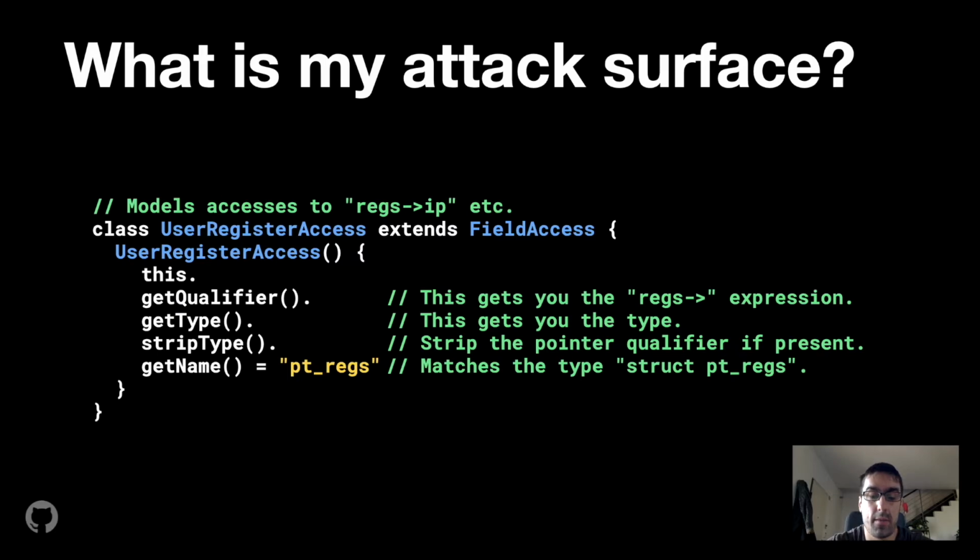QL has a class that is generic, which is called field access, that models these kinds of accesses to types. So what we need to do is to simply extend the class field access to only match accesses to the type ptreg. So let's check the example and investigate the results.